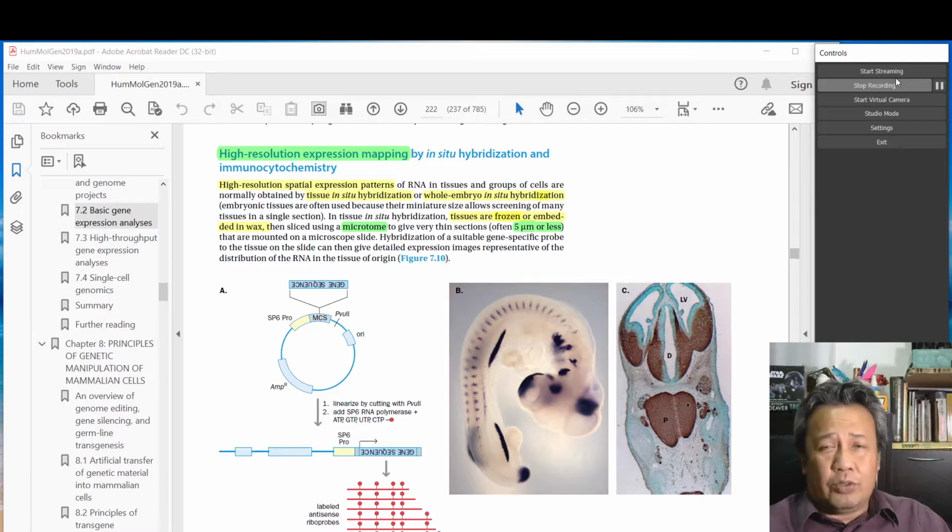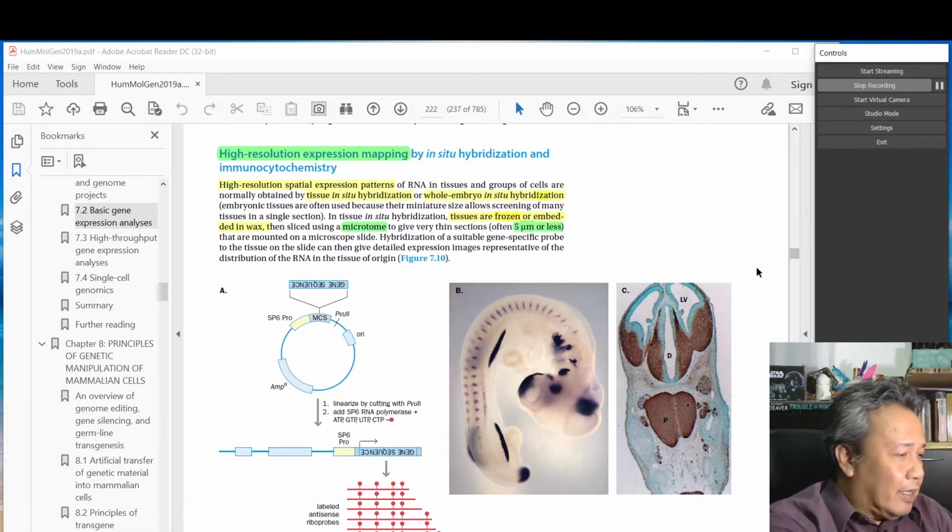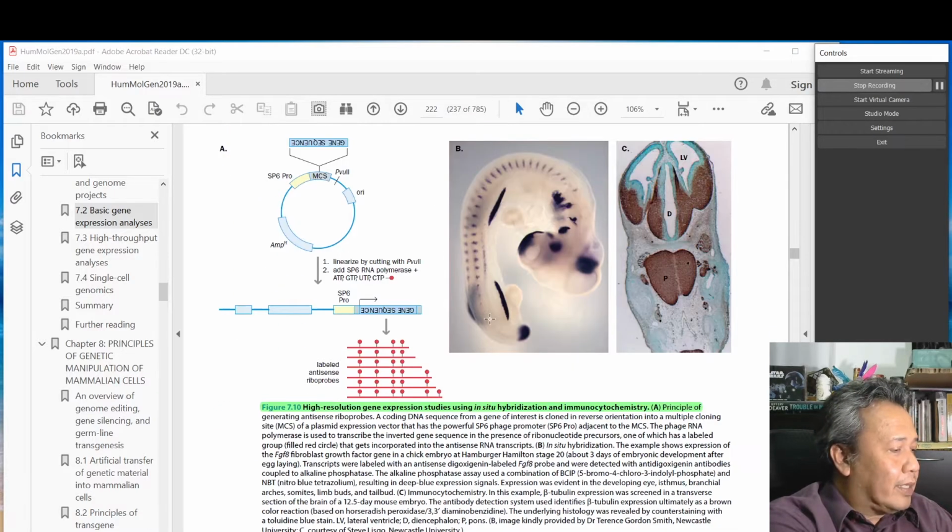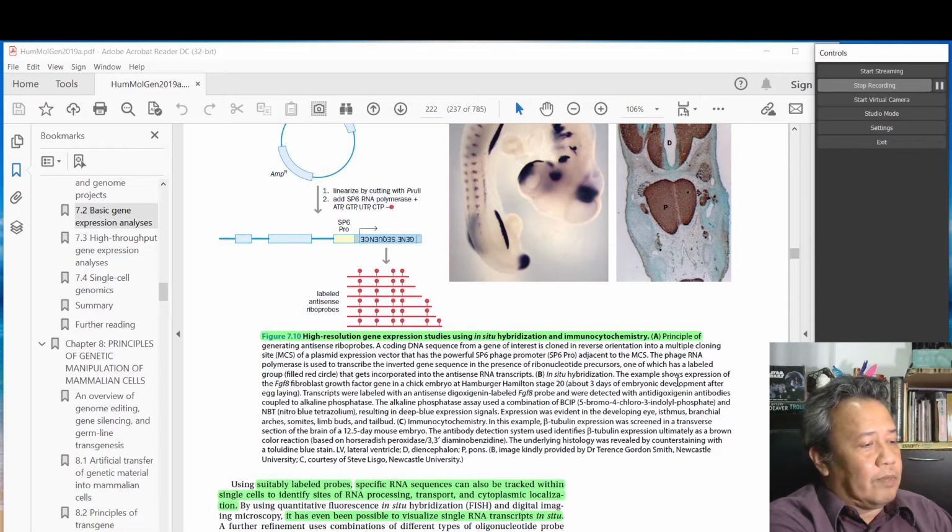You design it such that the RNA product, when it gets expressed, carries either a dye or a sequence that allows you to stain it. In this example, if you look at B, it says in situ hybridization. The example shows expression of the FGF8 fibroblast growth factor gene in a chick embryo at Hamburger Hamilton stage 20, right?